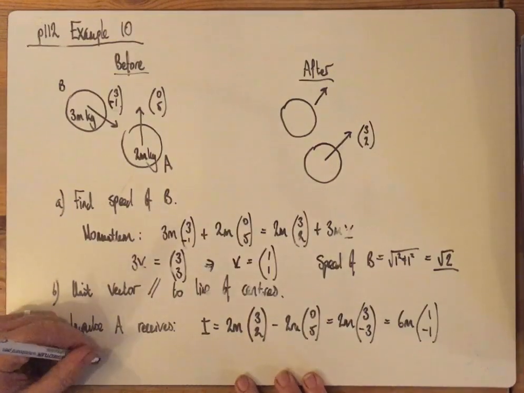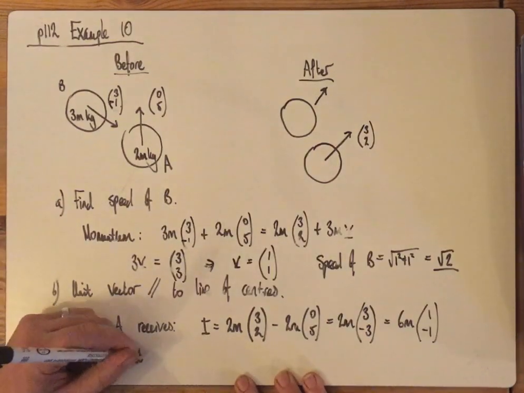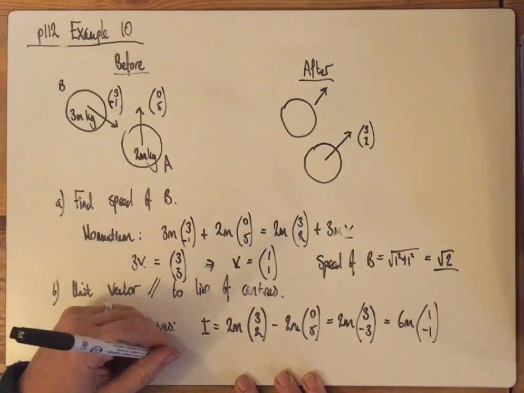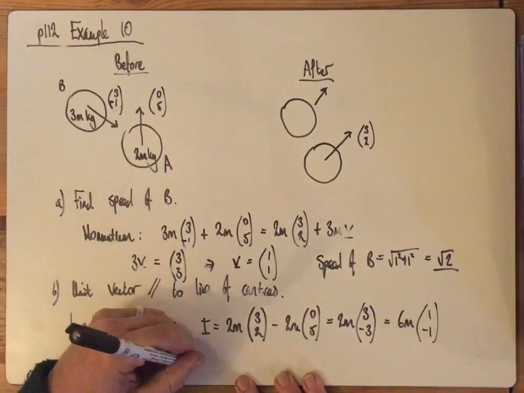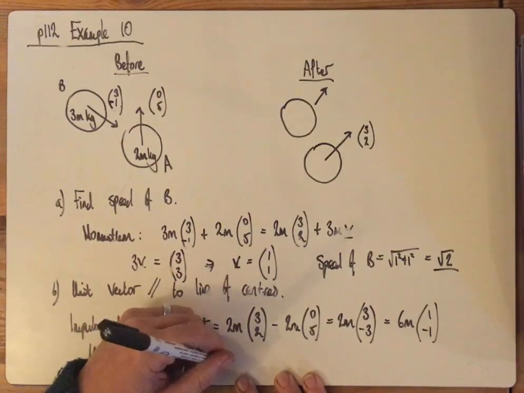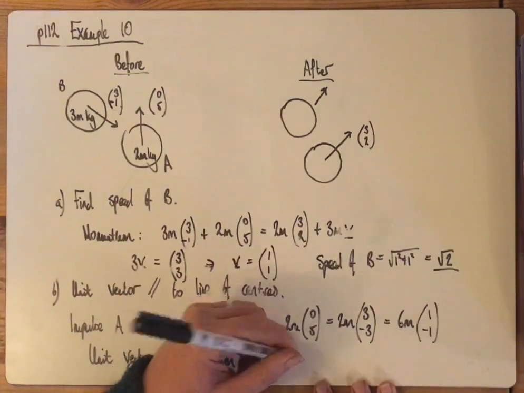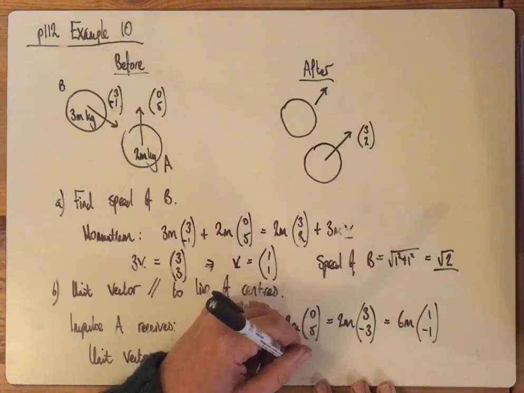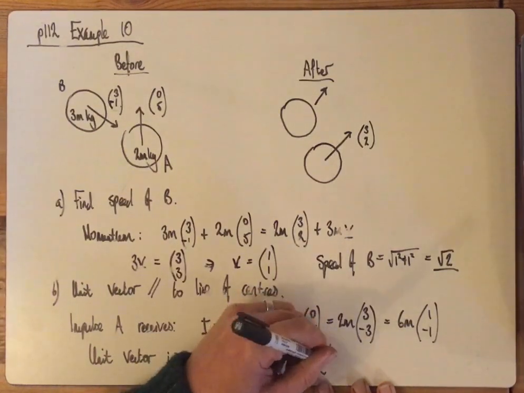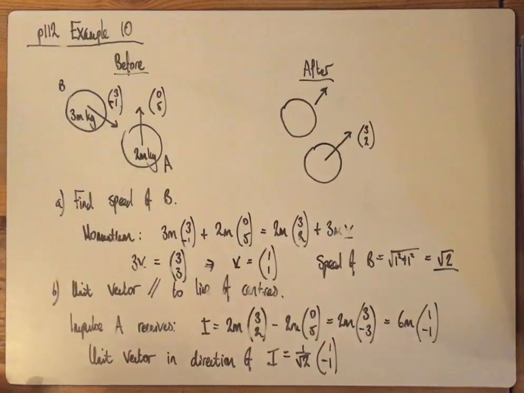And so a unit vector in direction of I is equal to 1 over root 2, 1 minus 1. So the impulse is acting along the line of centres and perpendicular to the line of centres, there's no change in the velocities of the balls.